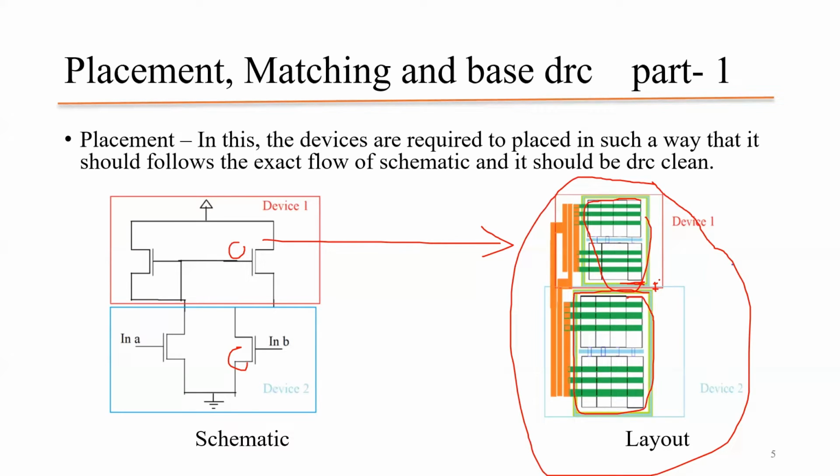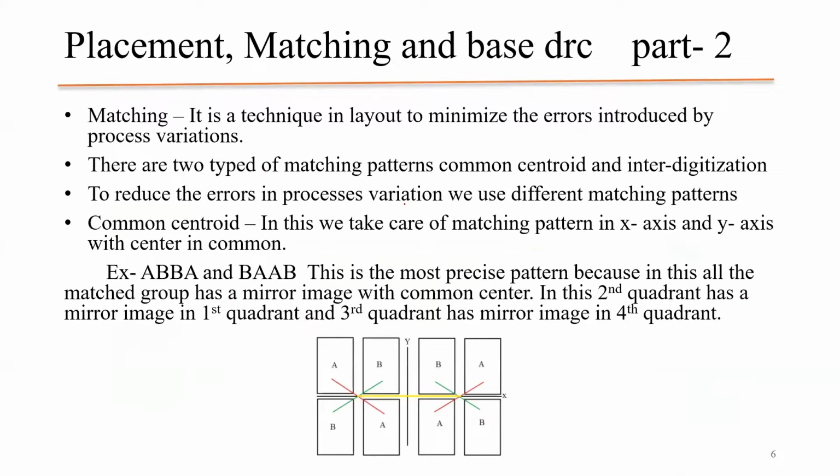So to avoid a mess in the layout later, we should always follow the base DRC, clean the base DRC, then go to the next stage. Until the base DRC or half DRC is clean, we should follow this. So this is the placement stage where we do matching and base DRC: putting the guard ring across the layout devices and blocks, and placing them according to the signal flow.